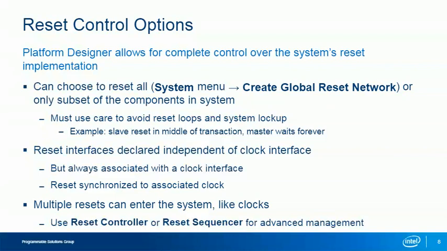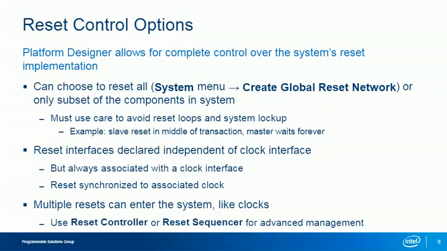For connecting resets, you can use one of two methods. The simpler method is to use a global reset. To do this, select the Create Global Reset Network option from the System menu. With this option, Platform Designer automatically ORs all reset input interfaces, synchronizes them to each clock domain, and connects them to all reset output interfaces. The exception to this would be any reset input interface that has been exported, such as the reset input interface of a clock source component.